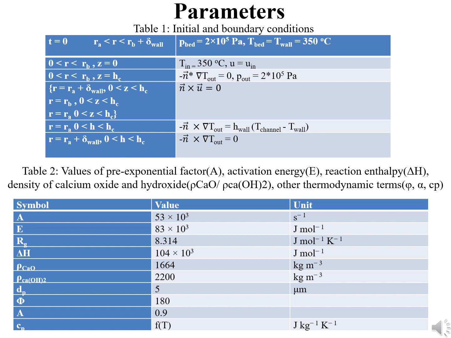So now moving further ahead, the next slide is about all the parameters which we took in our multiphysics model. The first table shows the initial and the boundary conditions. As we can see in the table, all the parameters of initial and boundary conditions are mentioned in it. So the pressure of the bed is 2 into 10 raised to 5 and the initial temperature is 350 degrees Celsius, and the second table shows the values of pre-exponential factor, activation energy, reaction enthalpy, density of calcium oxide and hydroxide, and other thermodynamic terms. And all the terms which we took in our multiphysics model are mentioned in this table.